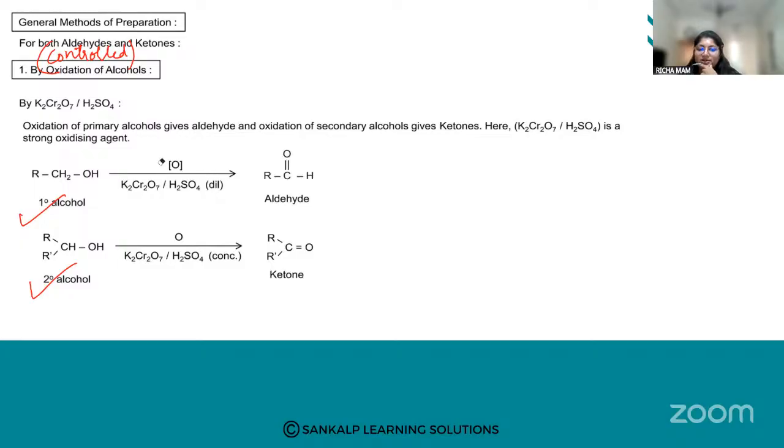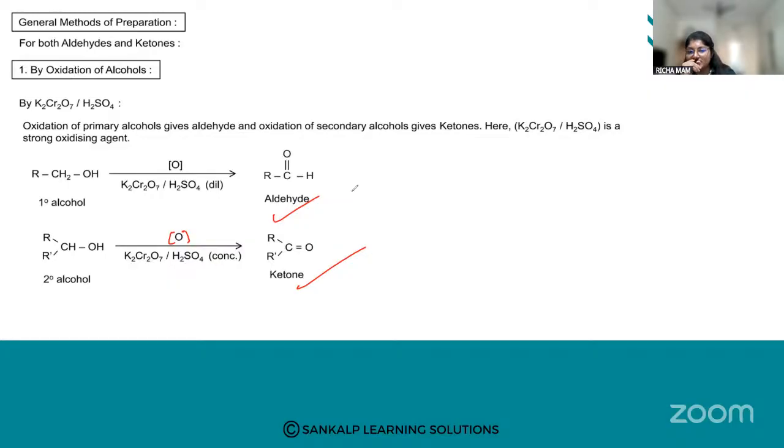You are going to do oxidation. Strong reagents are used, like potassium dichromate in the presence of dilute sulfuric acid. Primary alcohol will be converted to aldehyde and secondary alcohol will be converted to ketone. So the respective aldehydes and ketones are formed from primary and secondary alcohols by doing strong oxidation.